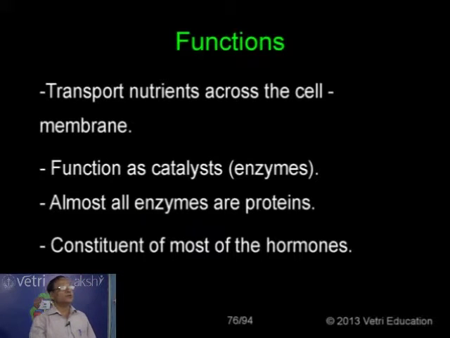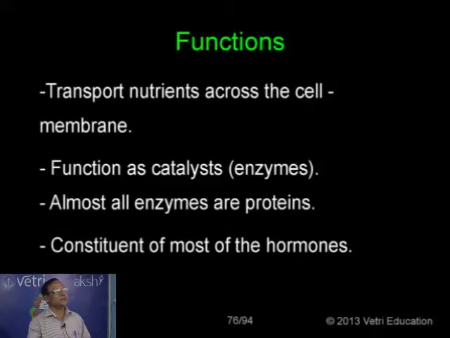Now, so far we have classified the proteins into different types based on their functions. Now, what are the major functions normally performed by the proteins? What is the role? So these proteins are normally responsible for the transport of nutrients across the cell membrane between the two cells. And also you know that most of the proteins act as catalysts, creating chemical reactions in the animal body or in the plant body.